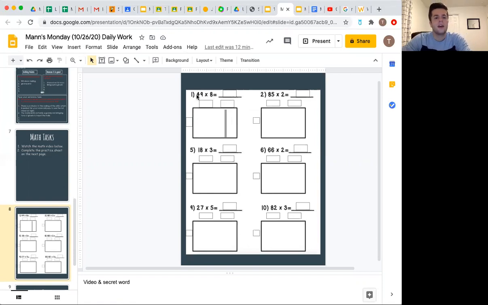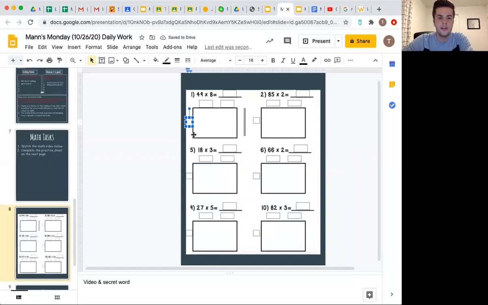Okay, so we have a 2-digit number here. 4 is in the tens place, and 9 is in the ones place, and we have just a 1-digit number here, 8. We don't know the answer because that's hard to know, but let's use our box right here. So our smaller number goes on the shorter side. So let's put an 8 there.